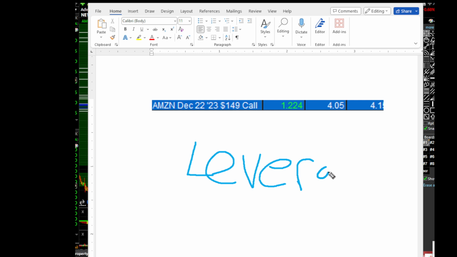Leverage. My little girl's in here now. Let's see if she knows what leverage means. Do you know what leverage means, sweets? No.